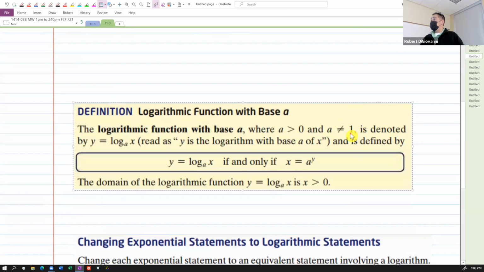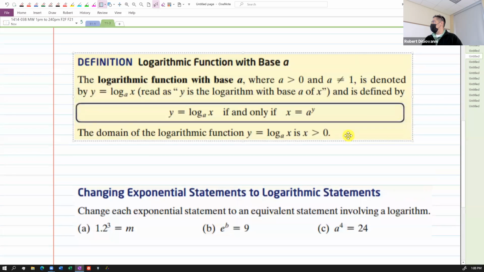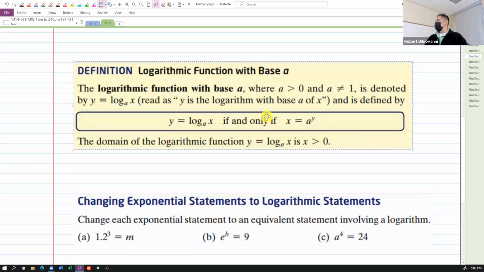So I'm going to define it first, and then we'll start talking about it, all right? The definition of this is kind of nasty to look at. The logarithmic function with base a, where a is greater than 0 and a is not 1. Does that look familiar? Wasn't that the same restriction we had for exponential functions? So if we're going to talk about it, we have some restrictions on a also, and it's the same restrictions as the exponential function. And that's because they're inverses. So whatever one of them has as a restriction, the other one's going to inherit that same restriction.